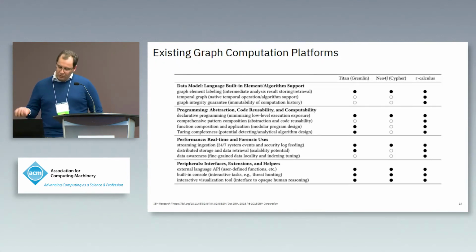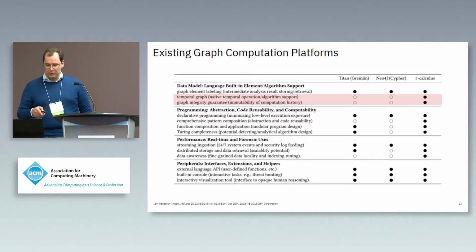And the reason why we chose to build TalkCalculus and not reuse Titan or Neo4j and other graph computational platforms that are available is really the scalability that I was mentioning. Also the fact that the other languages or platforms don't allow for immutability.